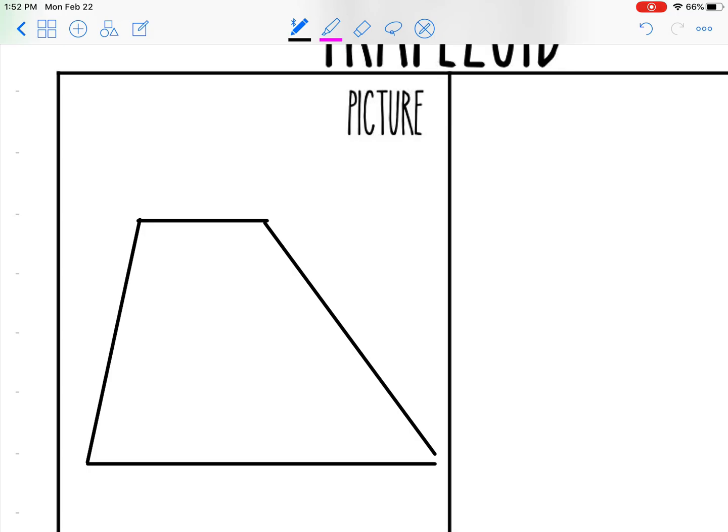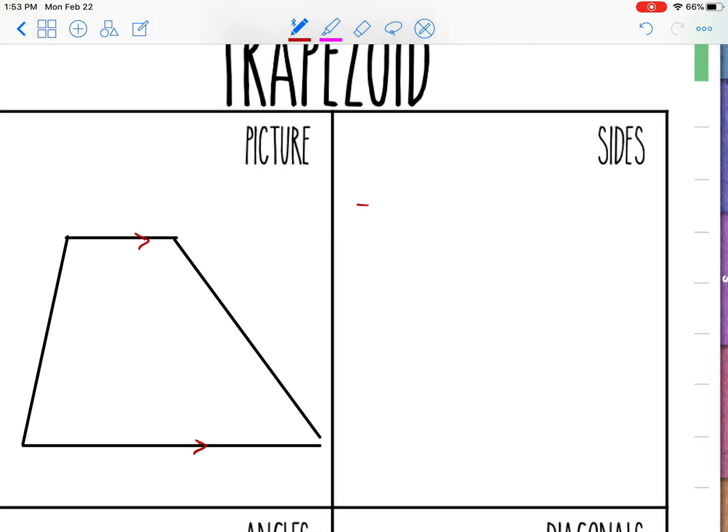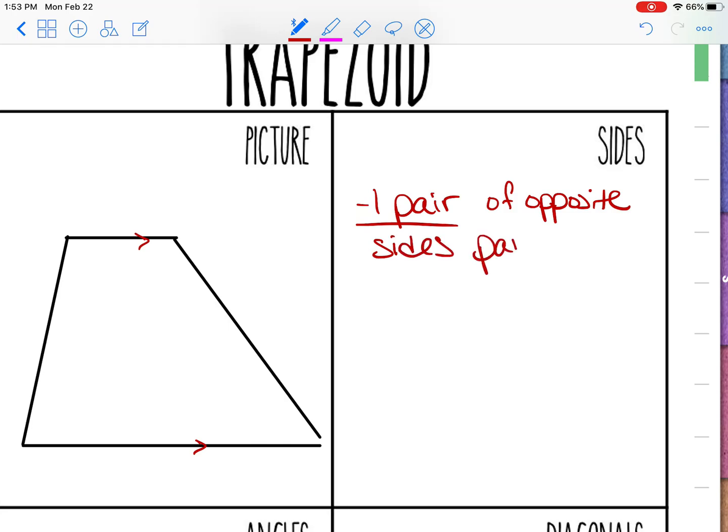So the first thing we're going to talk about are sides again. With sides, the only characteristic we know with a trapezoid, just any trapezoid out there, is that you have one set of sides that is parallel. I'm going to underline that. One pair instead of both. None of the sides are congruent here. They could be, but it's not a guaranteed characteristic.